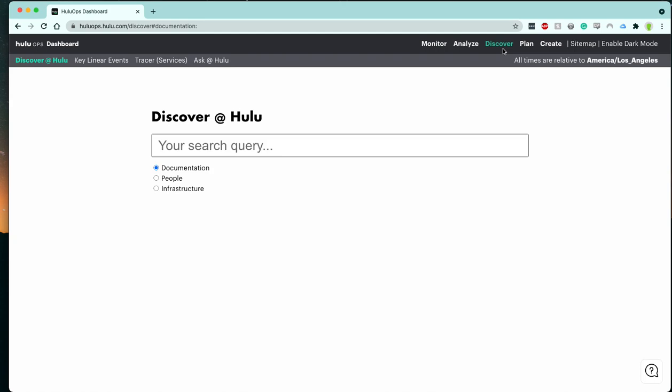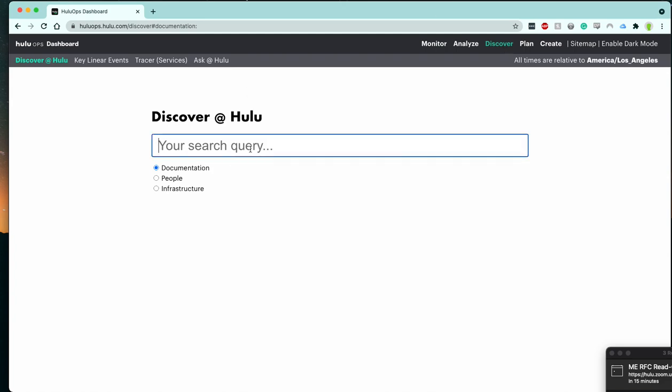So what you're looking at right now is Discover at Hulu. Imagine every data source that you use to find data, whether that's Wiki, whether that's Huluverse, whether that's GitHub repos, whatever that is, doesn't matter. What we've done is we've created an index that's essentially looking across all of those particular services, and we allow you to search all of them in a single query.